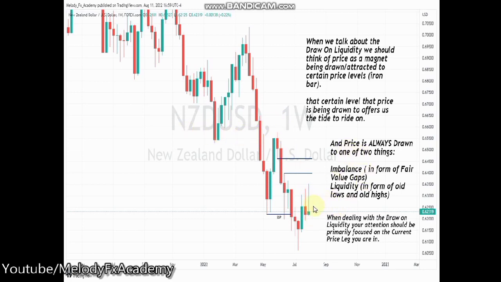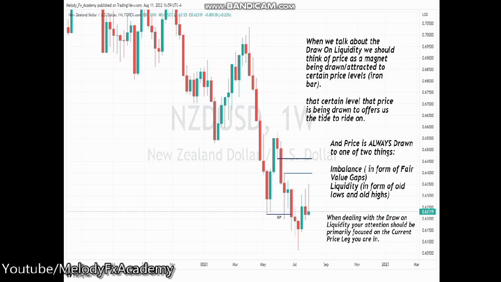Now we said price is attracted to one of two things: imbalance and fair value gap. Looking at the concept of price legs, this was the previous price leg, but now currently we are in this one. The current price leg that we are in, is it trying to go up or come down? That's the question. You can see obviously it's trying to go up. If this price leg is trading upwards, what is drawing price? What level is price being attracted to right now?